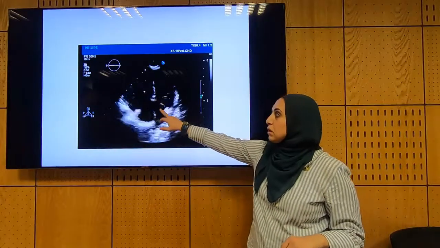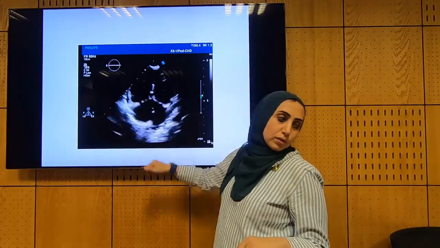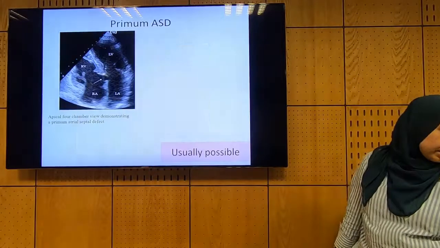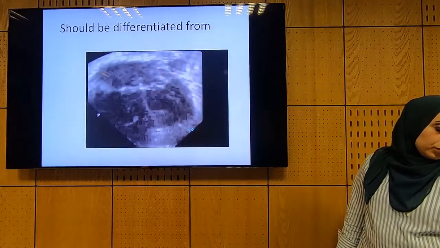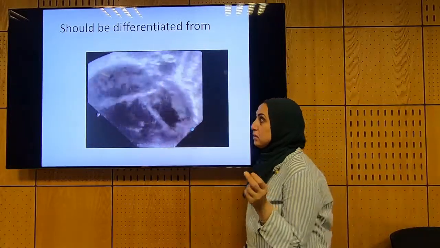It's a defect in the interatrial septum. It's closer to the AV valve than to the roof of the atrium. However, it should be differentiated from other 2 common findings.